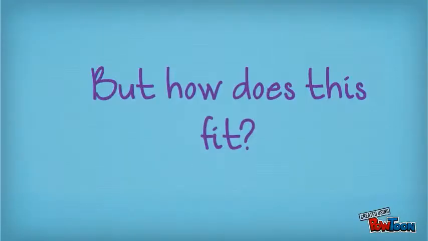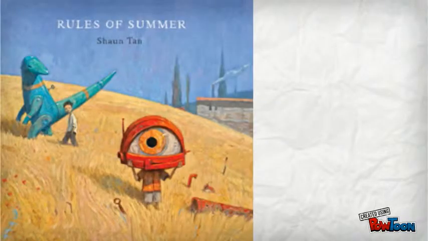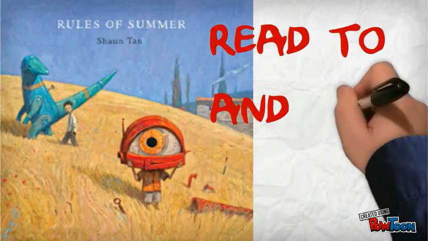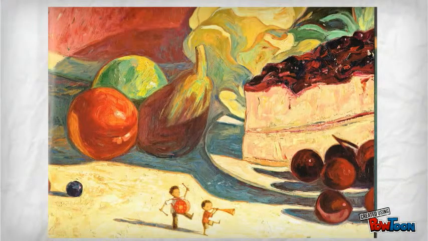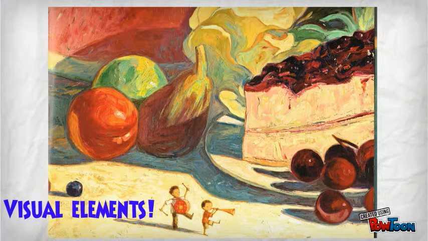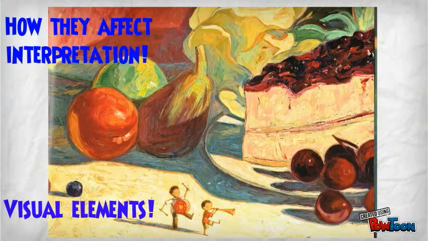But how does visual literacy fit into this special offer? The lesson begins with a read to and discussion of Sean Tan's book, The Rules of Summer. Students will use visual literacy while discussing the text. During this discussion, students will examine visual elements of pictures and discuss how they affect their interpretation of the meaning.